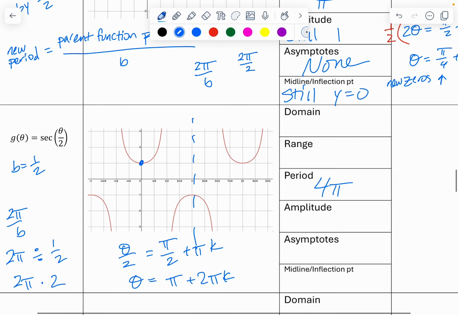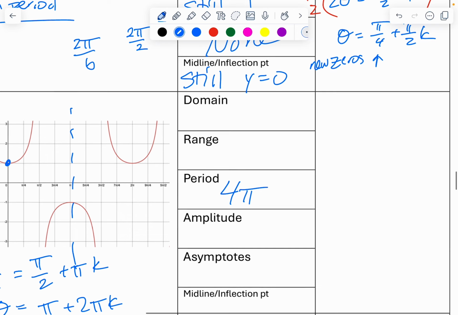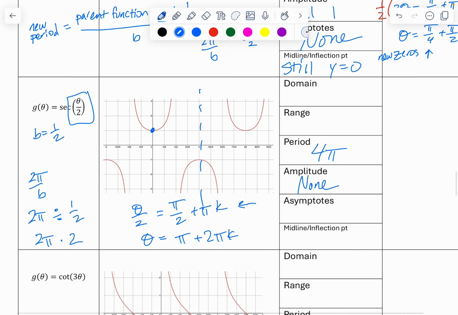When I do these by hand, I like to set my own scale. In the previous video, I was looking at this right here. I set this part equal to the original parent function asymptotes. And so my asymptotes are now at pi plus 2 pi k. And that tells me my domain is going to not be that.